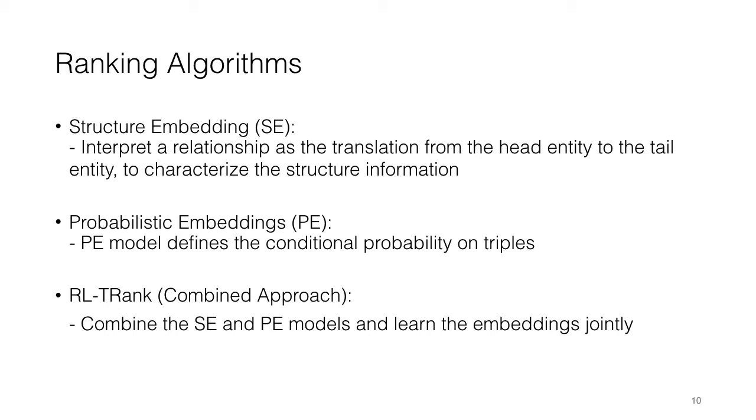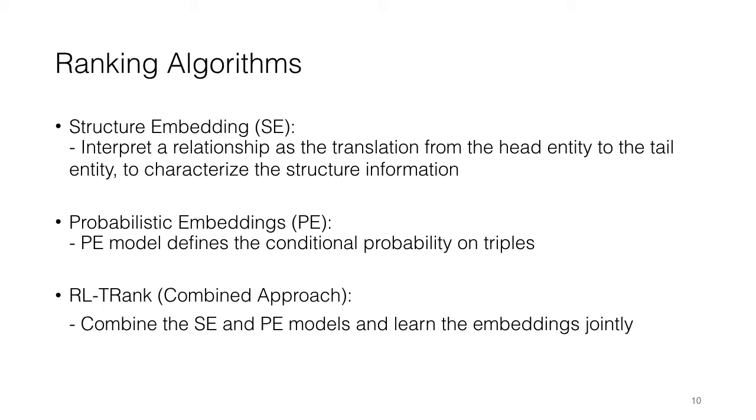Here we introduce some modules, namely structure embedding, probability embedding, and a combined approach. We are calling it RLT rank. Structure embedding interprets a relationship as the translation from the head entity to the tail entity to characterize the structured information.